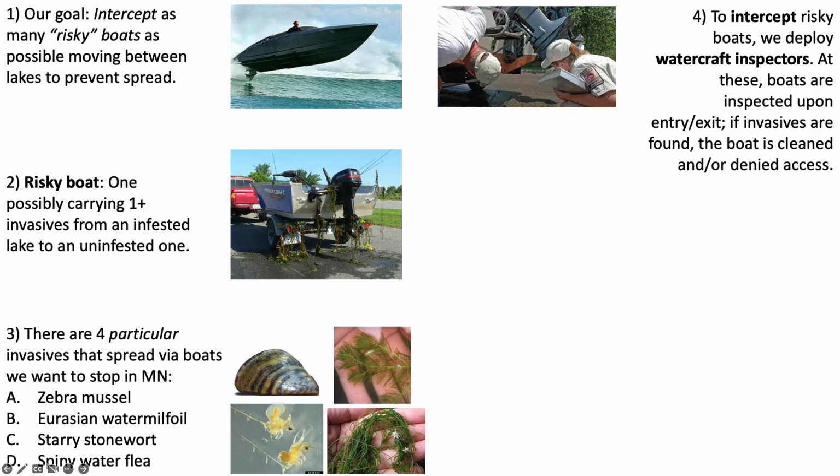So that's kind of the goal, right? Block invasives and invasive carrying boats wherever we possibly can, either by removing those invasives or hopefully ensuring they're never there in the first place. The question, though, is how do we know where we should be placing these inspectors to intercept as many risky boats as we can? That's the challenge, one that we might try to solve by using a model, in particular, an optimization model like the one I'm going to be describing here.